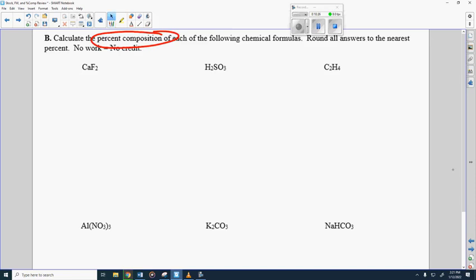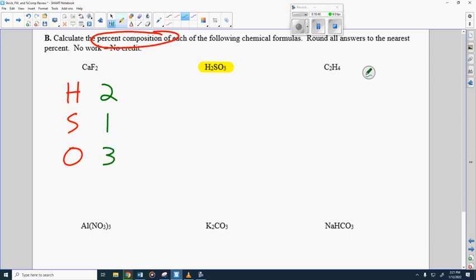Now, these problems start the exact same way. You're going to have to find the formula weight no matter what you do. We're going to go ahead and take a look at this guy right here, H2SO3. I'm going to start just like I did last problem. I'm going to list all my elements, H, S, and O. I have 2 H's, I've got 1 S, and I've got 3 O's.